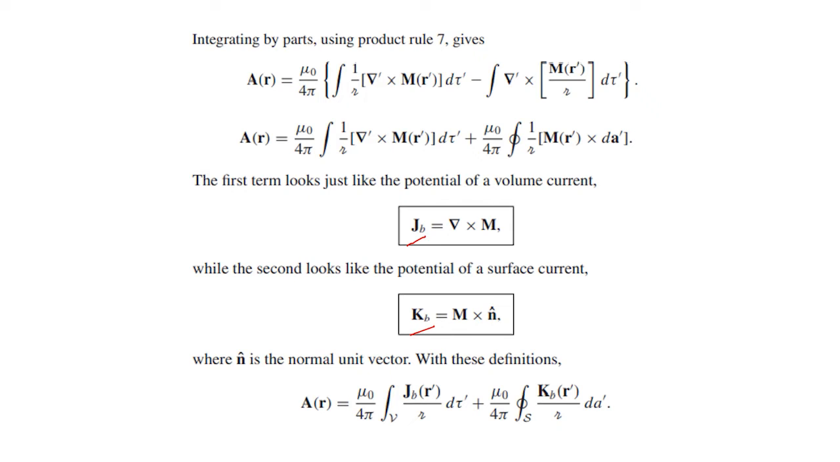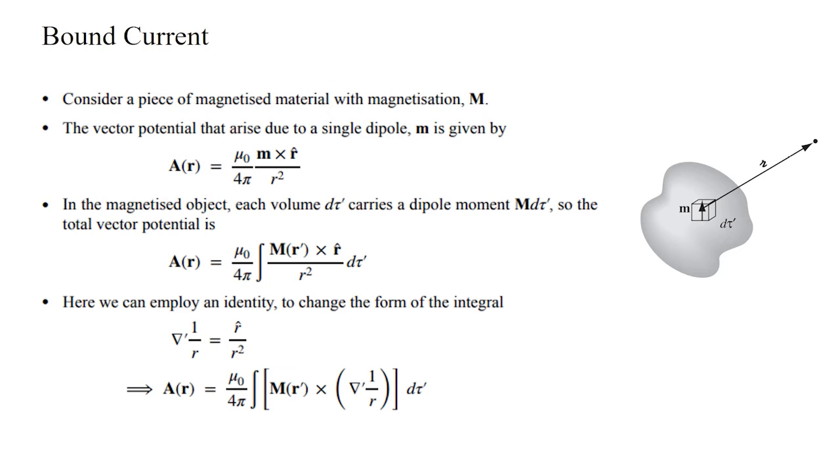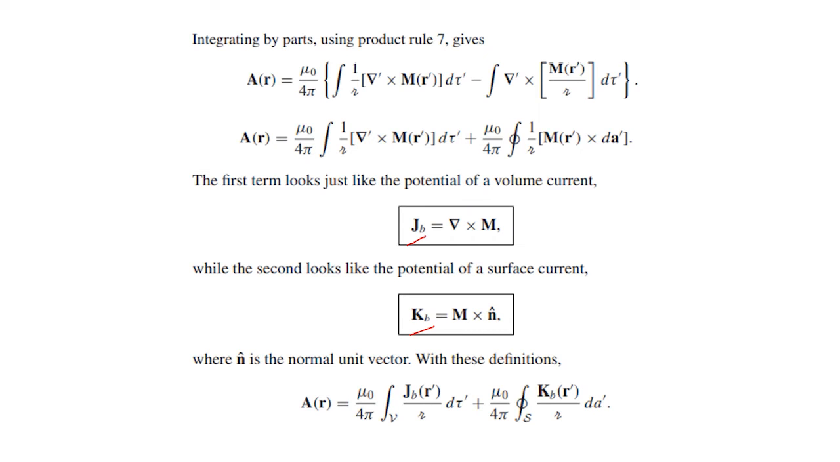Instead of integrating the contributions of all the infinitesimal dipoles, we first determine the bound currents and then the field they produce in the same way. This is the bound current we have defined, the volume current and the surface current.